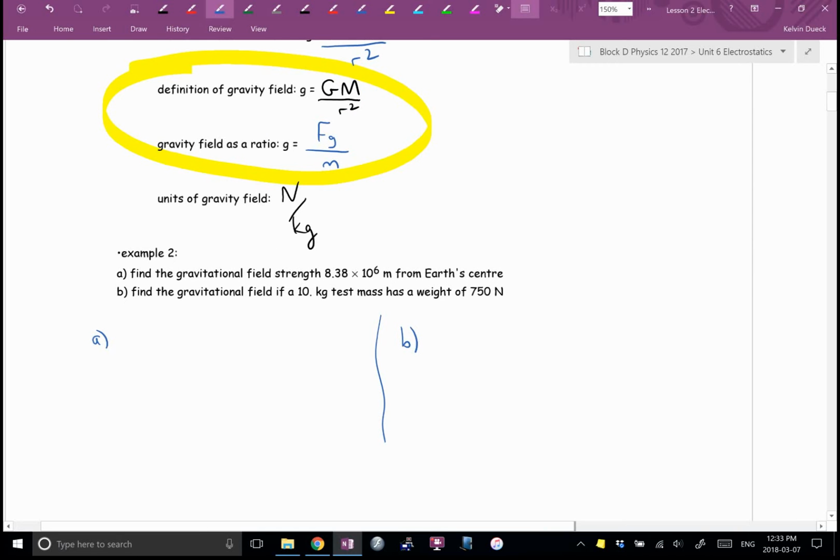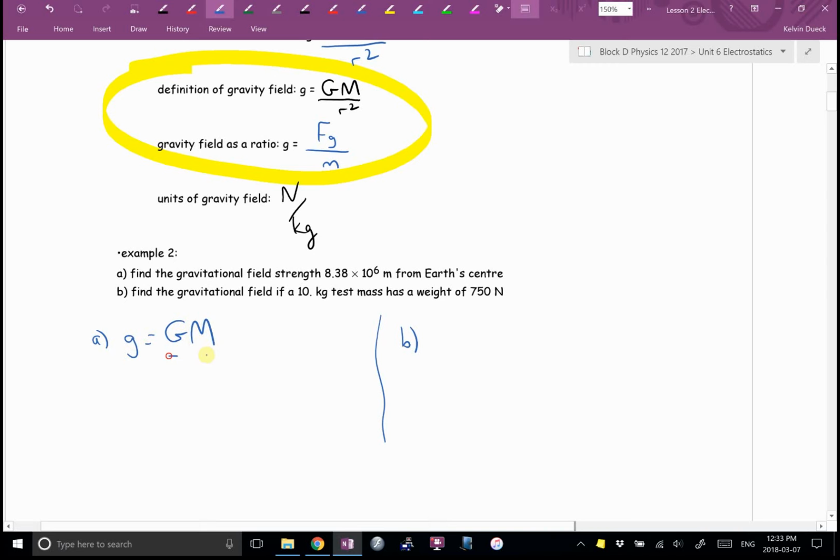A, how will I find the gravitational field strength in A? Do I know the planetary mass that's causing the field? Or do I know the test mass that's stuck in the gravity of the planet? What planet are we talking about in A? Earth. Oh, so I'm going to use this one.